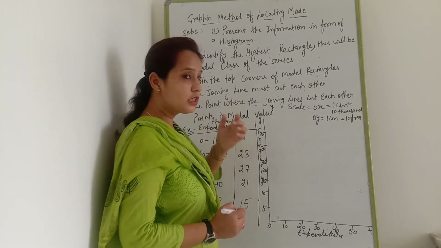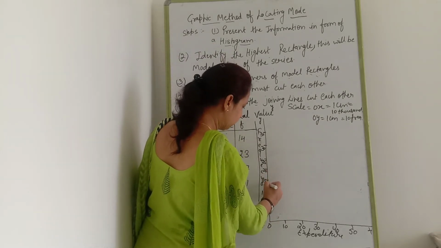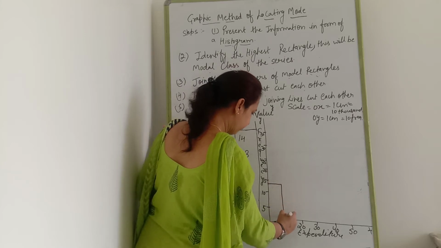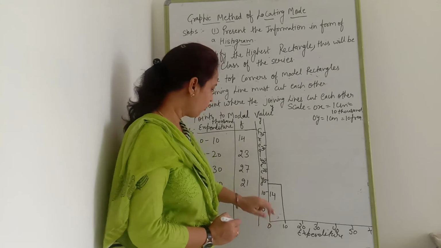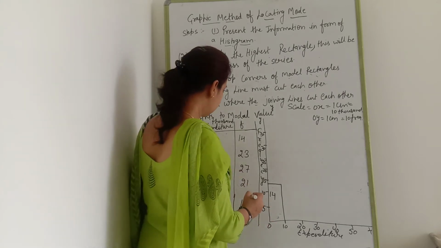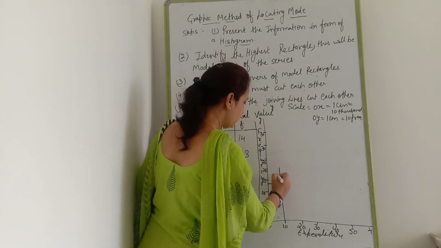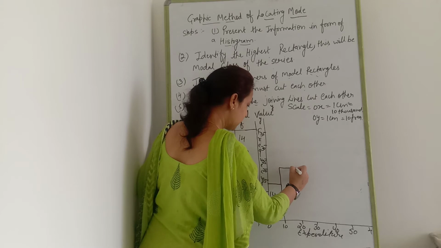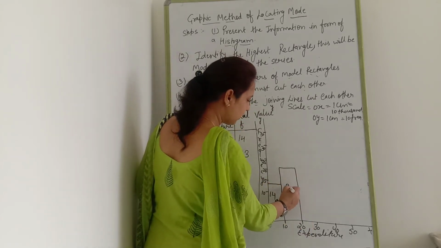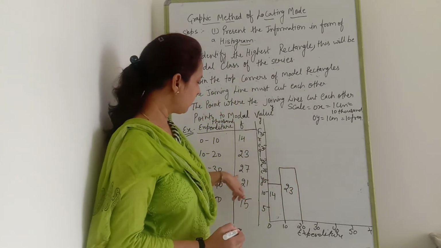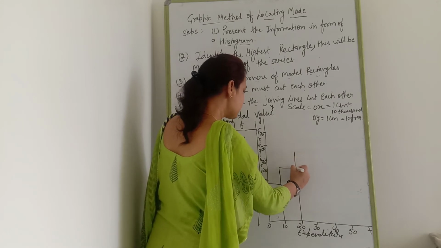0 to 10, how much is it given? 14. 0 to 10, 14. Clear? That is 14. Now 10 to 20, 23. That is 23. Clear? Now 20 to 30, how much is it given? 27. 20 to 30, 27.